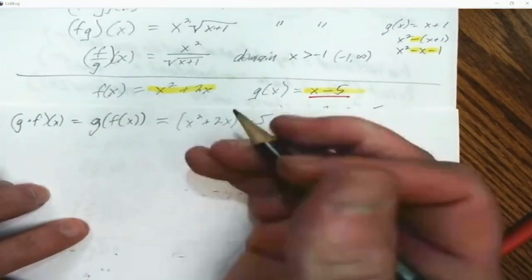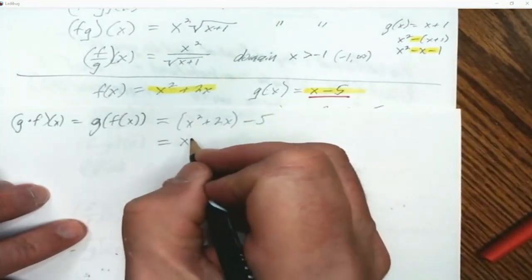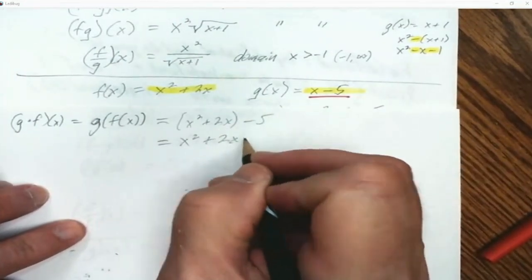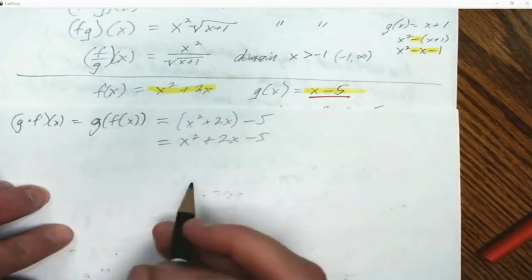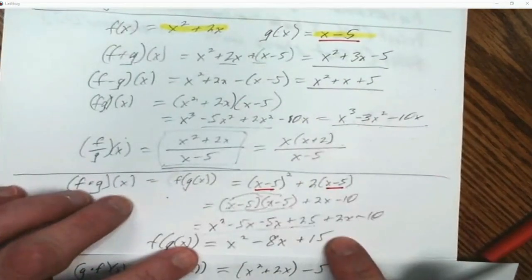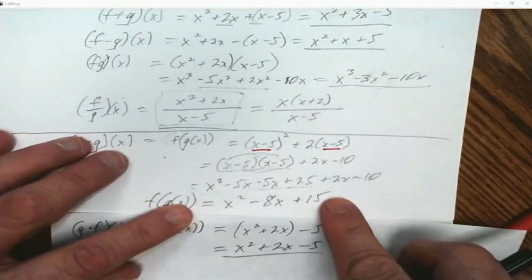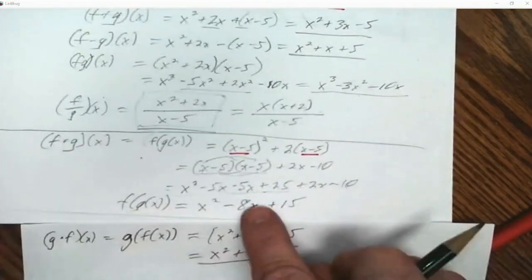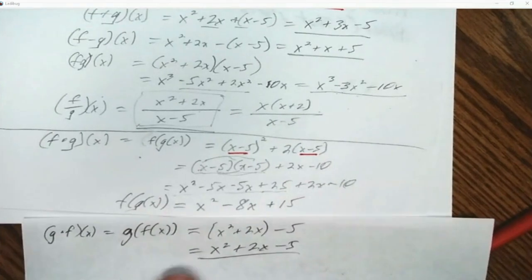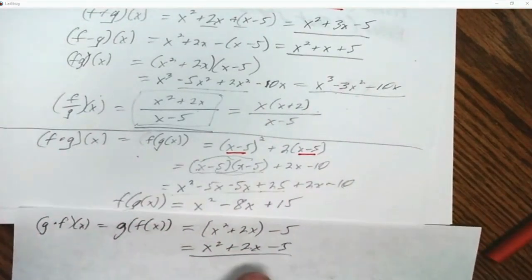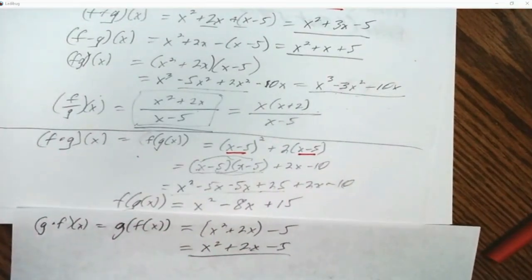And then it's already basically simplified. So it's x squared plus 2x minus 5. That's what it equals. Notice that is not the same as the other way around. F of g of x is x squared minus 8x plus 15, but g of f of x is x squared plus 2x minus 5. Most of the time, they'll be different. They could end up the same, but only in special circumstances.